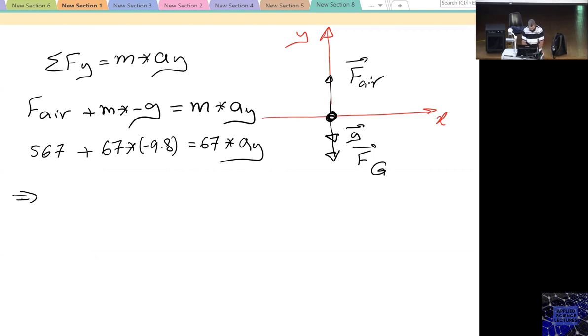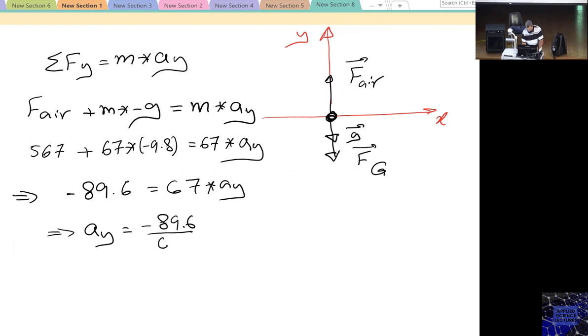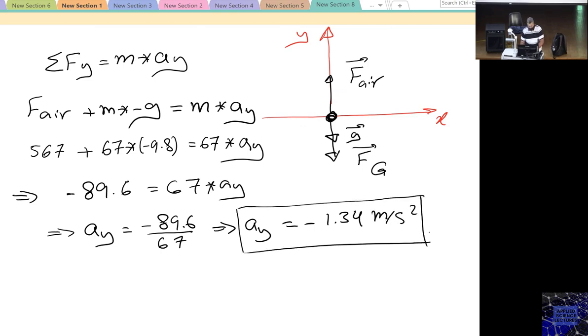Rearranging, I have here 567 minus 67 times 9.8 is minus 89.6, equals 67 ay. In this case, ay is minus 89.6 divided by 67. ay is minus 1.34 meter per second squared. So this is the total acceleration applied on the skydiver due to the net force between the gravitational force and the air resistance force.